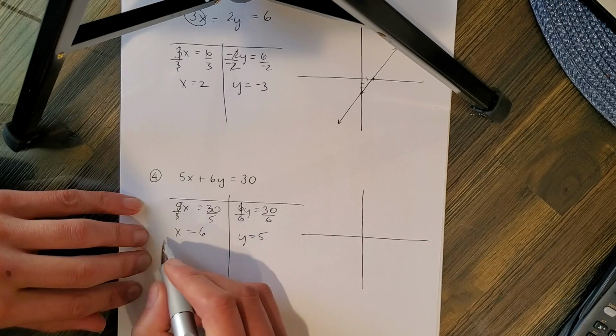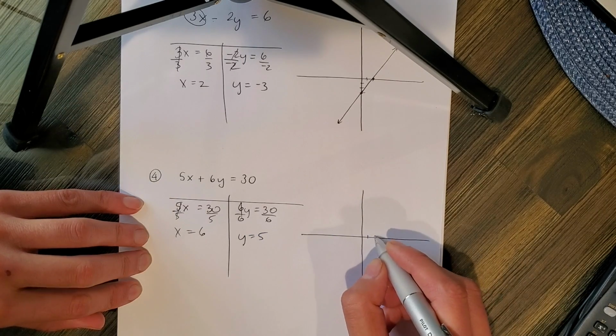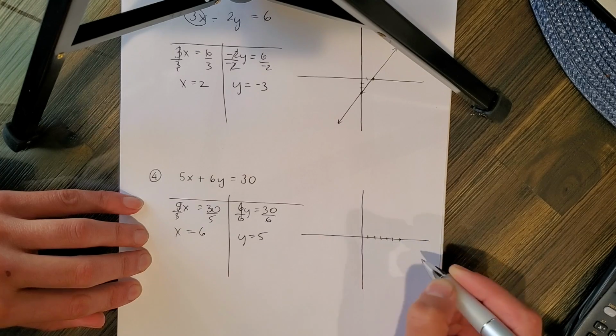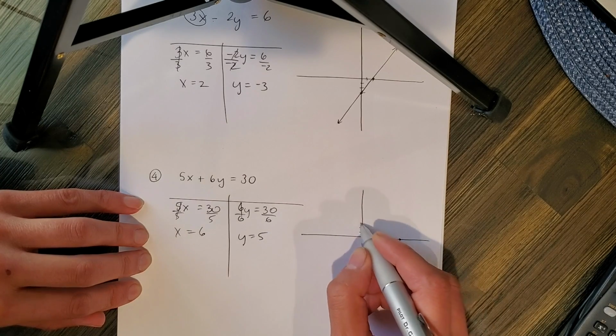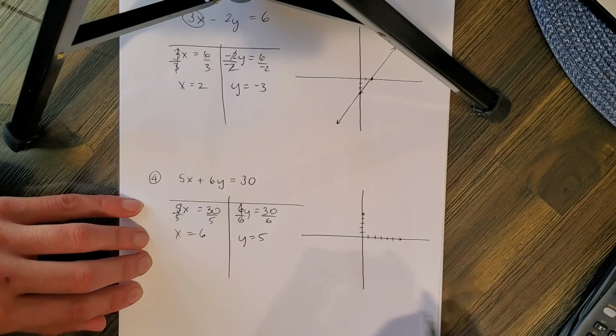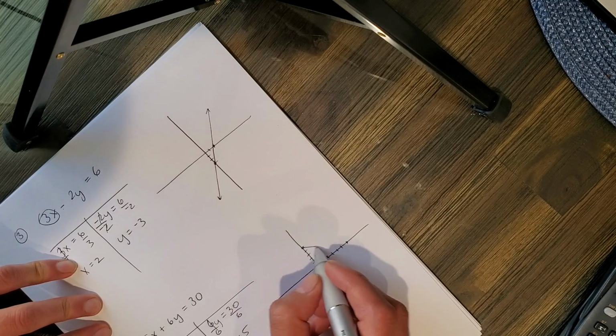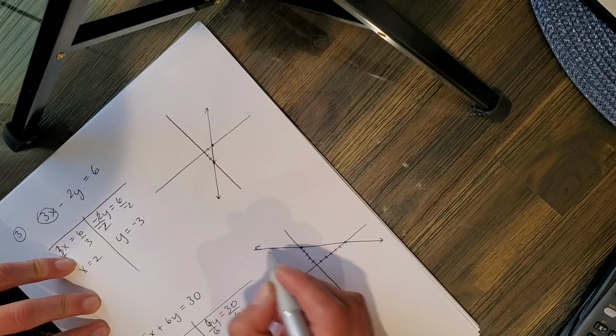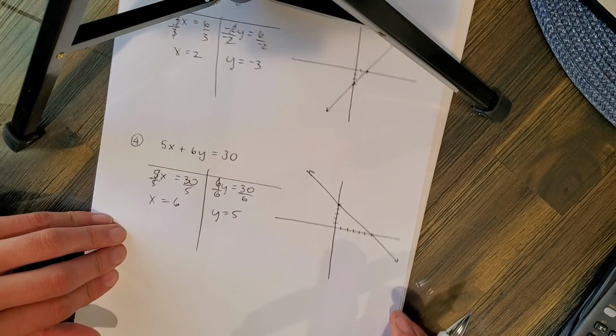Let's graph this. So on the x-axis, we go 6 to the right. 1, 2, 3, 4, 5, 6. And then 5 up. 1, 2, 3, 4, 5. And then connect. So let me go ahead and just turn my paper here. There it is. Okay? All right, we're going to do one last one here.